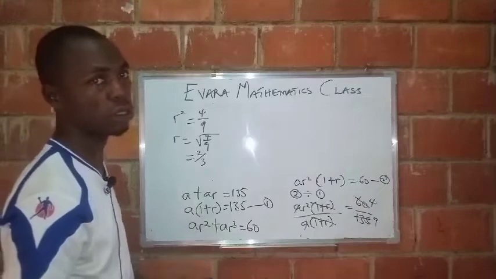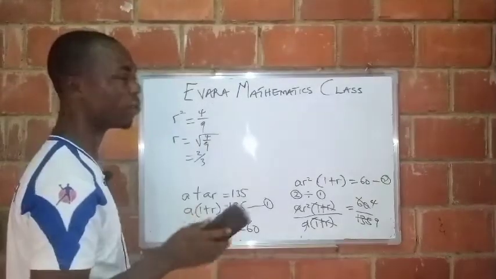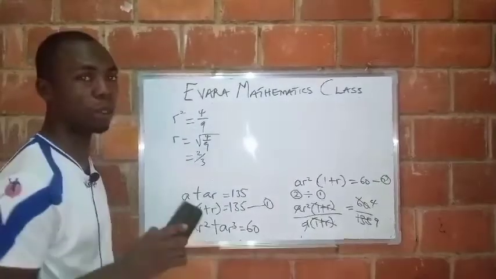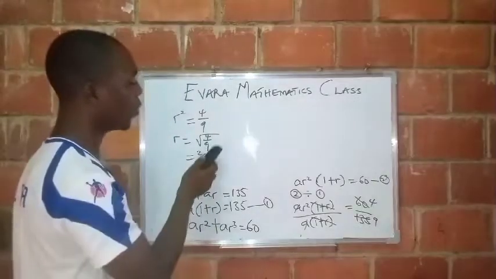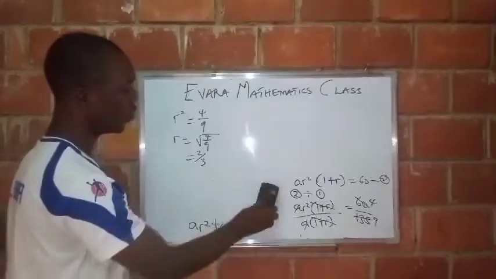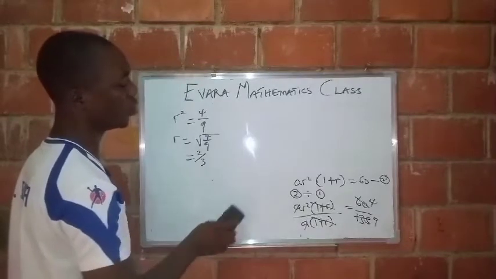Then our R will now be the square root of 4 over 9, which is 2 over 3. Remember, the question says, given that the common ratio is positive. The square root of 4 over 9 is plus or minus 2 over 3. But since the question says it is positive, we are taking only 2 over 3. So this is the common ratio.